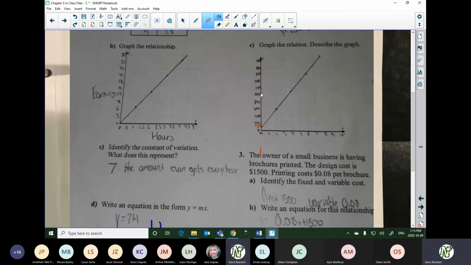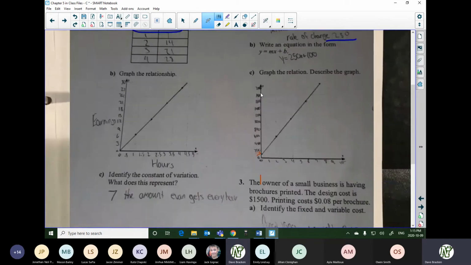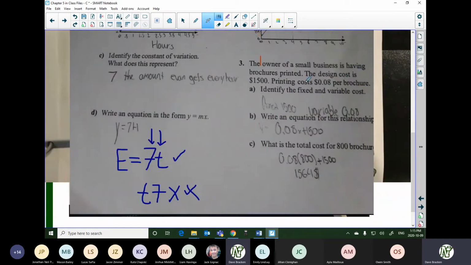And that is the second question. Everybody good there? Third question. 8 cents for every brochure plus $1,500 up front. There's a one-time cost of setting everything up, the printer, the program, all the pictures, all the font, $1,500. And once we get that done, every time we print a brochure, it's 8 cents. Fixed amount, $1,500. Variable amount, 8 cents per program or per brochure.